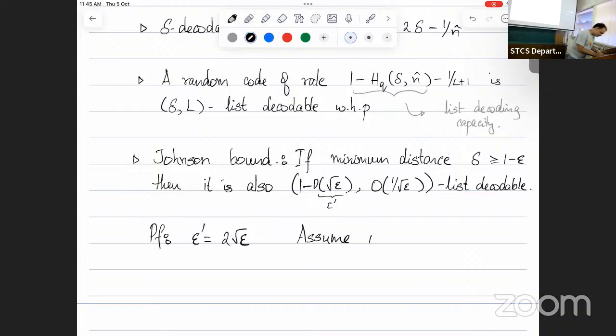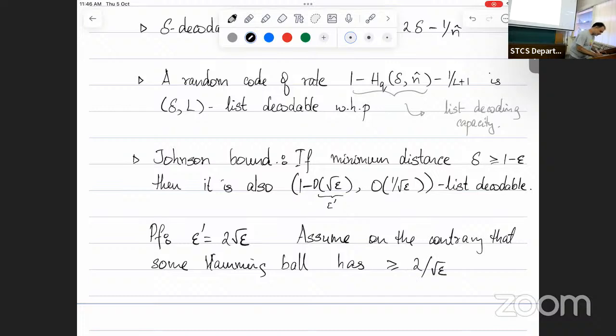Okay. Assume on the contrary that some Hamming ball has at least 2 over square root epsilon codewords.